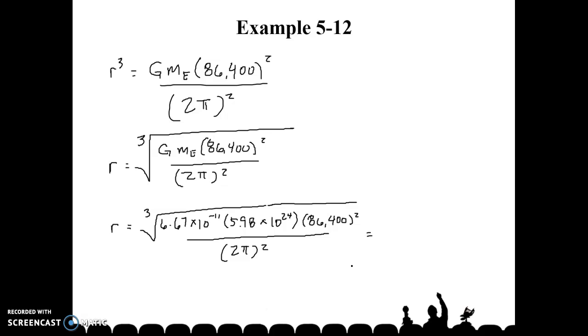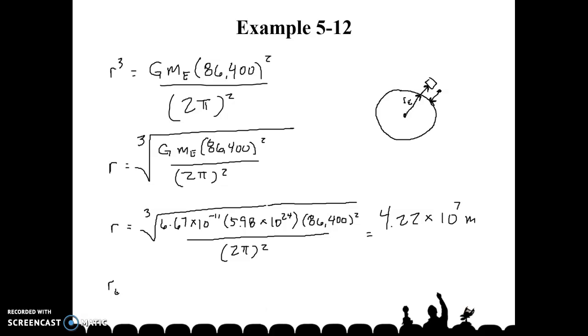If you do it correctly, you should find that the radius is 4.22 times 10 to the 7th meters. So that's how far above the center of the Earth our satellite needs to be. So if we want to know how far above the surface of the Earth that needs to be, we would need to subtract the radius of the Earth from our answer.